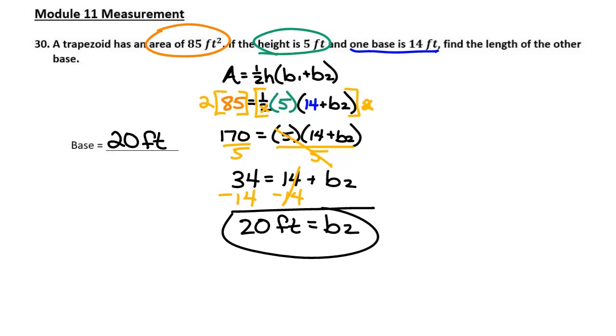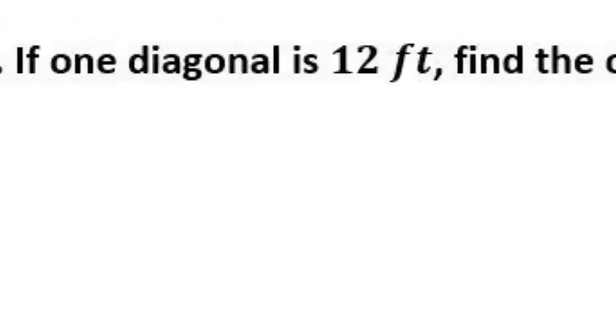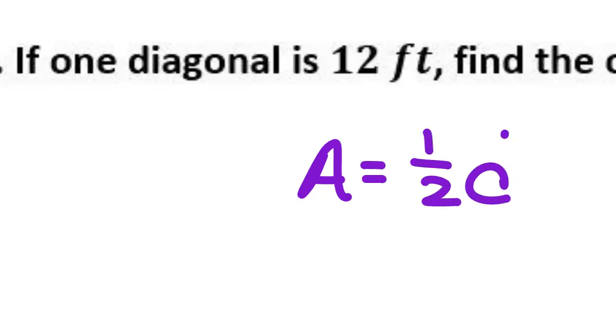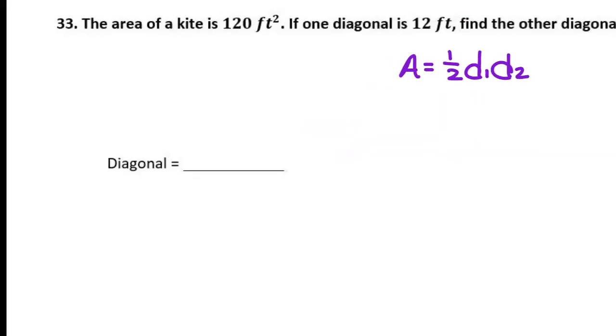Number 33. Sounds good. The area of a kite is 120 feet squared. If one diagonal is 12 feet, find the other diagonal. The area formula for a kite is exactly the same as the area formula for a rhombus: 1/2 times diagonal 1 times diagonal 2.